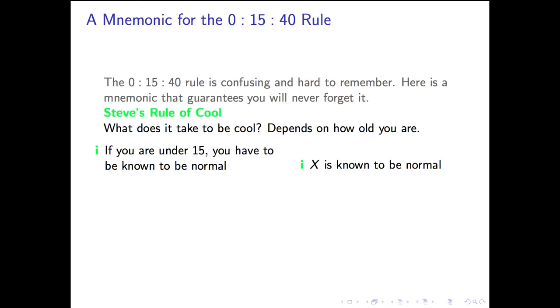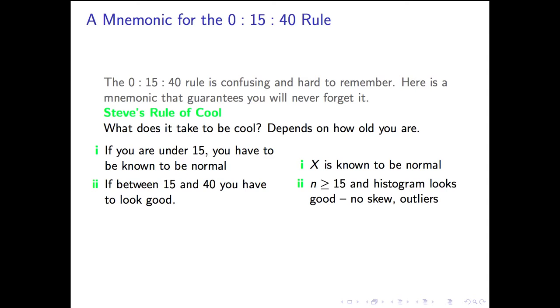For those of you who are between 15 and 40, there's lots you can say about your achievements and your worth and your kindness, but the truth is, of course, you have to look good. And sure enough, if n is greater than or equal to 15, the histogram has to look good. It has to be not too skewed, no major outliers. And finally, and most importantly, if you're over 40, you don't have to do anything, you just are cool. This is a mnemonic I thought up on my 40th birthday.